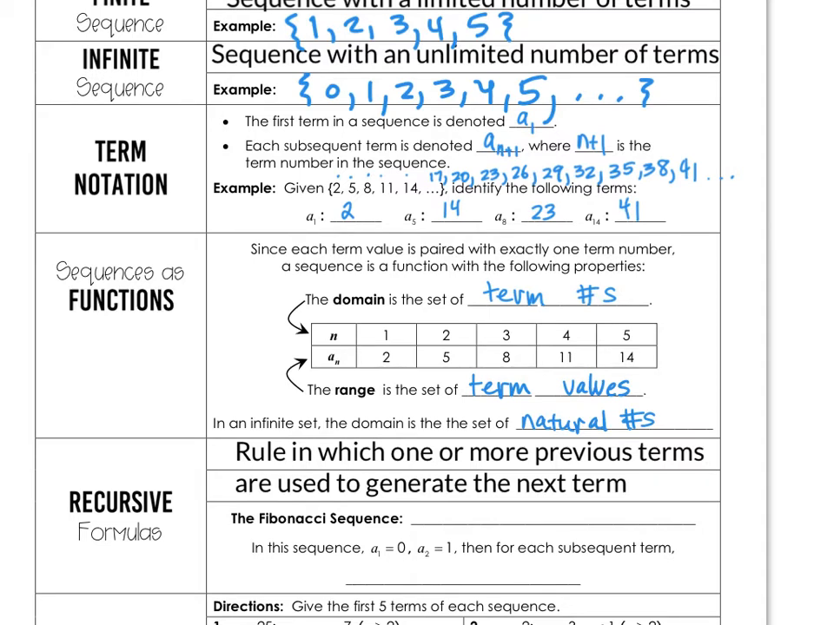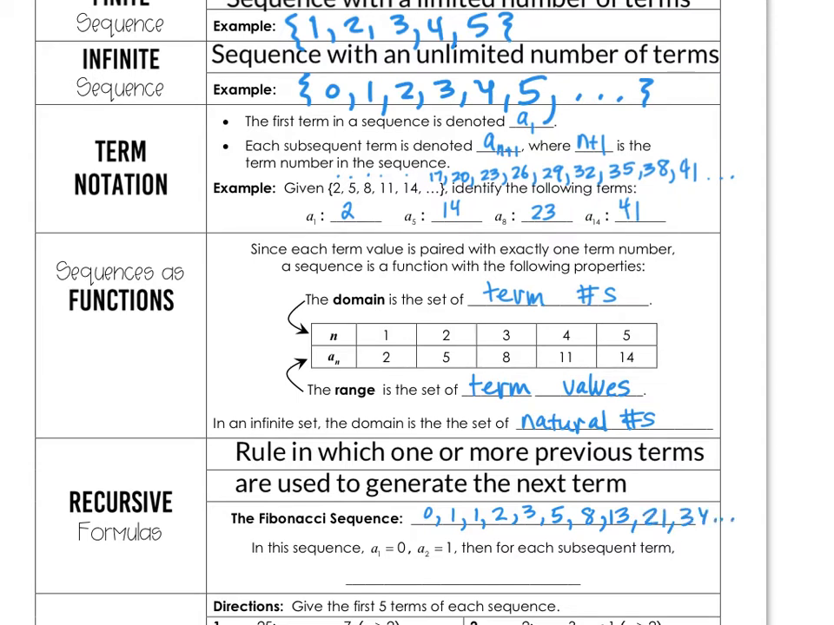Now, there are two kinds of formulas. There are recursive ones, and there are explicit ones, which we'll talk about on the next page. A recursive formula is a rule in which one or more previous terms are used to generate the next term. The Fibonacci sequence is one of those. I don't know if you've heard of that before, but the Fibonacci sequence is 0, 1, 1, 2, 3, 5, 8, 13, 21, 34, and so forth.